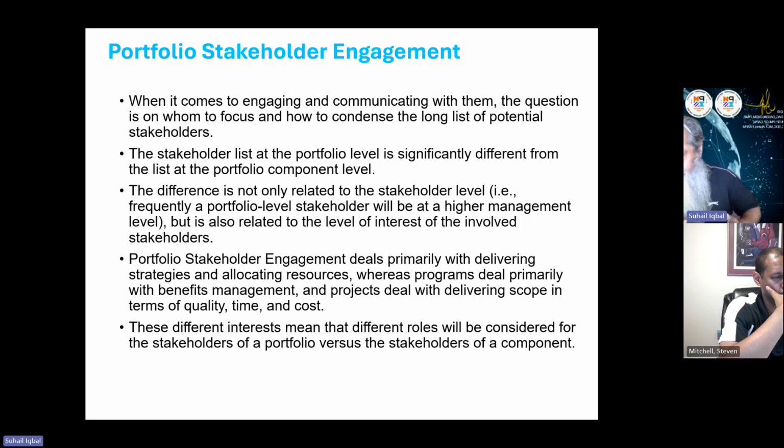Some of them may be, right? So I'm not closing the door towards the project and program stakeholders, but I'm just saying that you have to raise your level of engagement to those who are directly impacted by your strategies, by fulfillment of your strategies, positively or negatively.